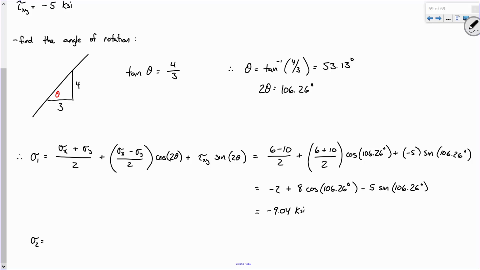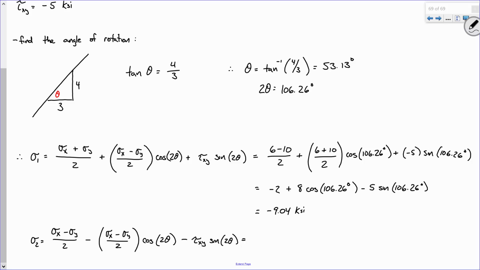Sigma 2 is, now the formula is very similar, and there's just a couple sign changes. So this is sigma x minus sigma y over 2, minus sigma x minus sigma y over 2 cosine 2 theta minus tau xy sine of 2 theta. Okay, we'll take our time with this.